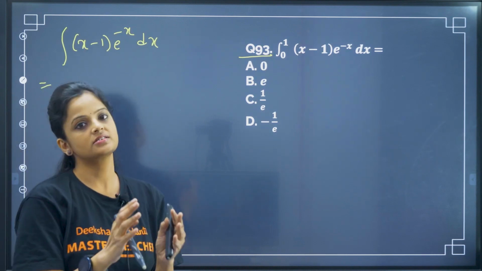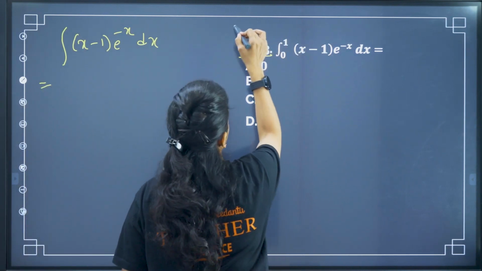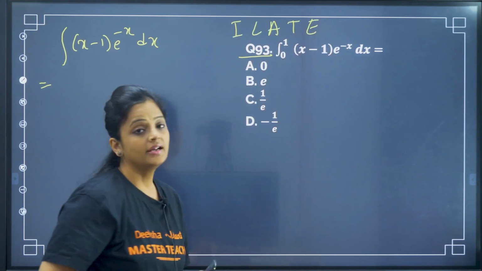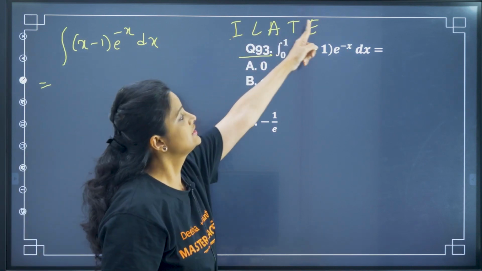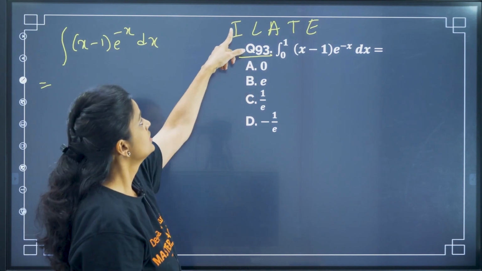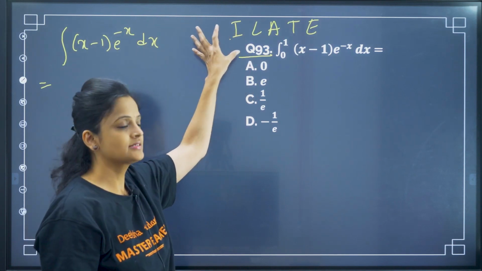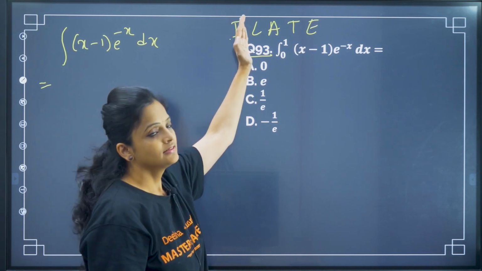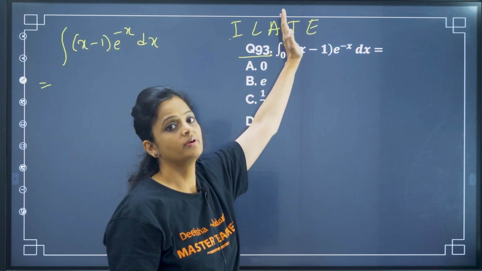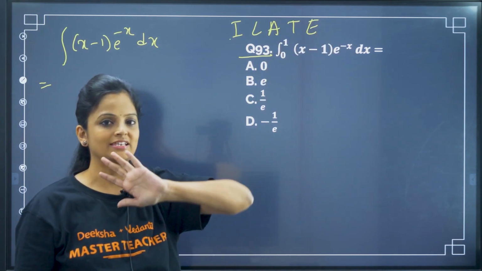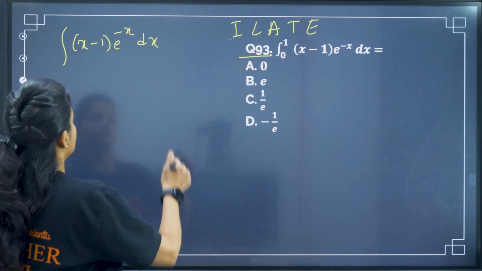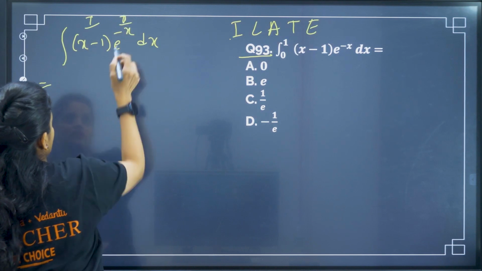Exponential is the easiest function. So remember, it is the ILATE rule, and the ILATE rule follows the order from complexity to easiest one. This is a complicated one, I, the inverse function. So inverse is a complex function to solve. Then a little complex is logarithm, then easy algebraic, very easy trigonometric, then the easiest one will be your exponential. So from complex to easy, they have arranged it like that. That's why this is the first function and this is the second function.